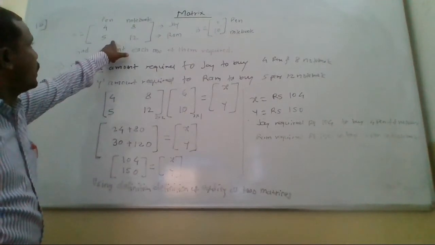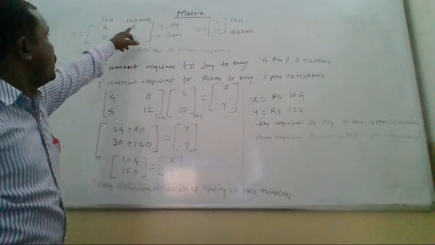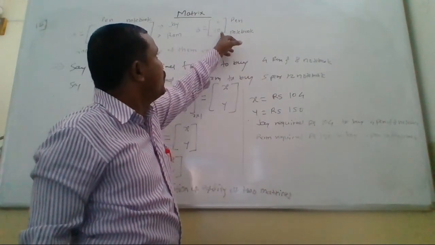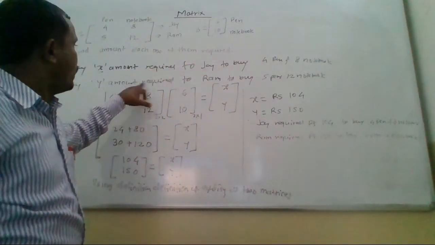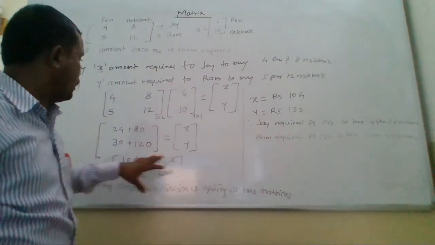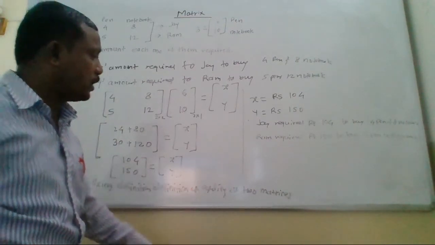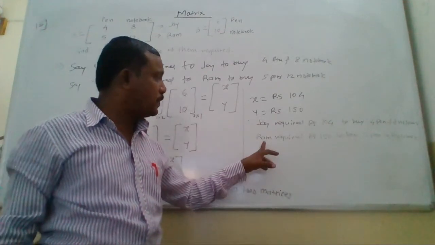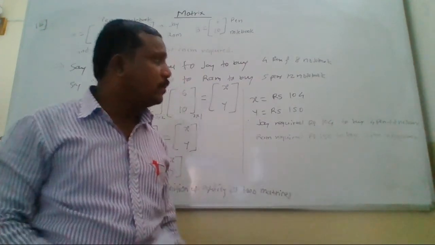So matrix form we can write this is in matrix form, pen and notebook. So they require 4 pen, 8 notebook, and RAM required 5 pen, 12 notebook. So value of each pen and notebook is 6 and 10. So take X amount required to J and Y amount required to RAM. Take multiplication of two matrix equal to XY. So 104 equal to X and 150 is equal to Y using definition of equality of two matrices. So J required 104 rupees and RAM required 150 rupees to buy 5 pen and 12 notebooks.